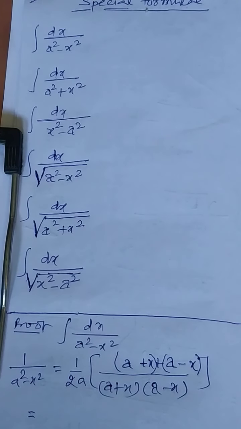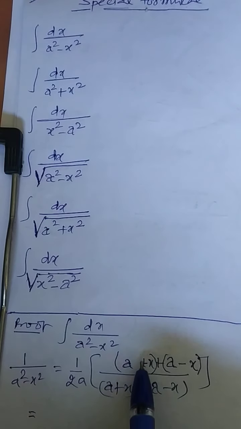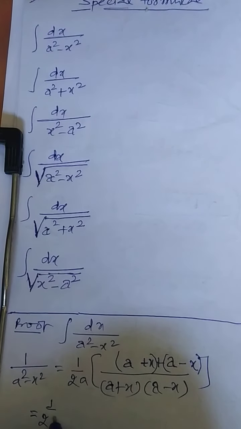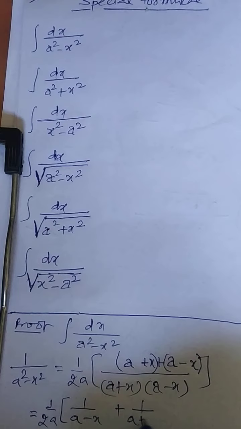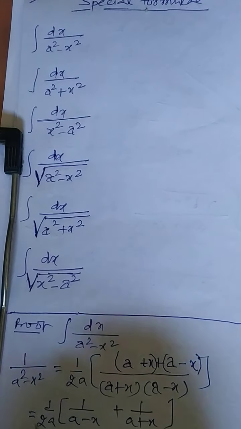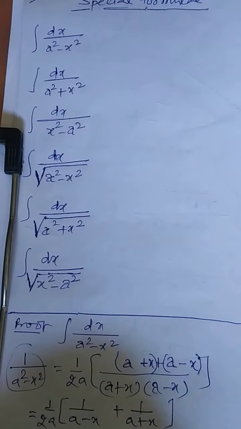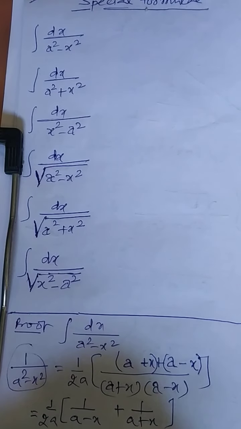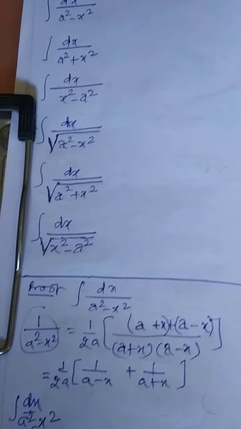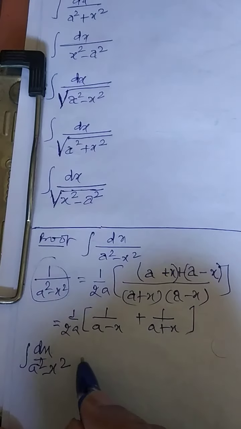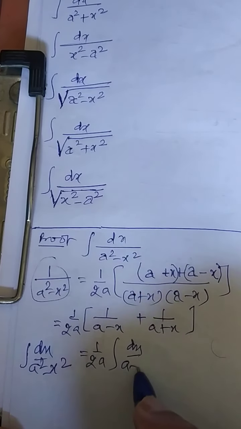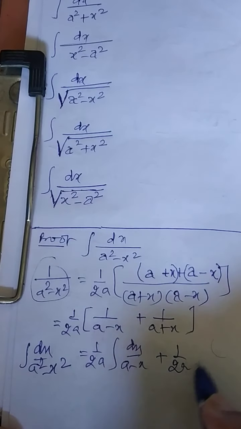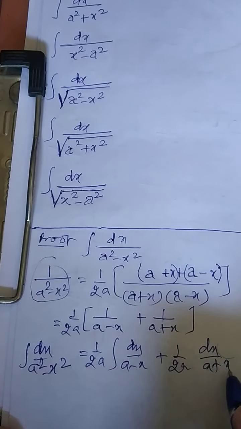Whenever you are noting, you just write separately. Now separation, this by this. So 1 by 2a, it will be 1 upon a minus x plus 1 upon a plus x. So this expression will be equal to this. Therefore the integration of this will be equal to 1 by 2a outside, integration of the first one, plus 1 by 2a again outside, integration of the second one.